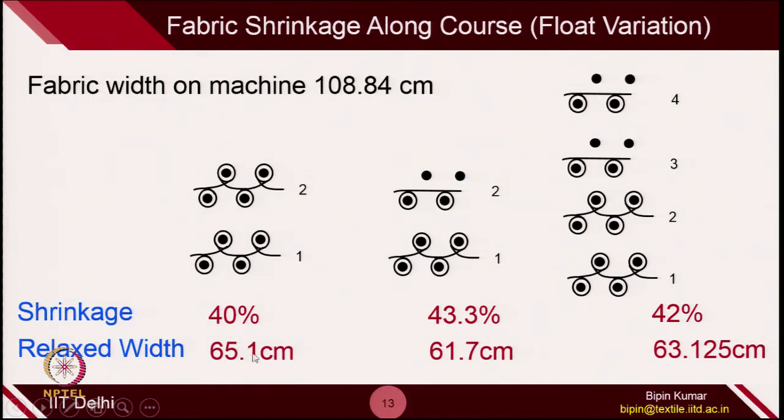So, you can also check the dimension of the fabric. In relaxed condition the width of the fabric was 65.1 centimeter, but here it is 61.7 and 63.125. So, naturally the fabric has shrunk in width direction, which is opposite to the nature of tuck. So, tuck reduces the shrinkage, but float increases the shrinkage in course direction. In wale direction, it follows a similar nature to tuck because of the held loop.